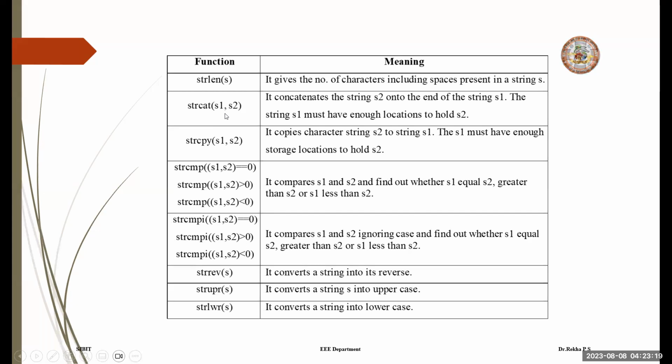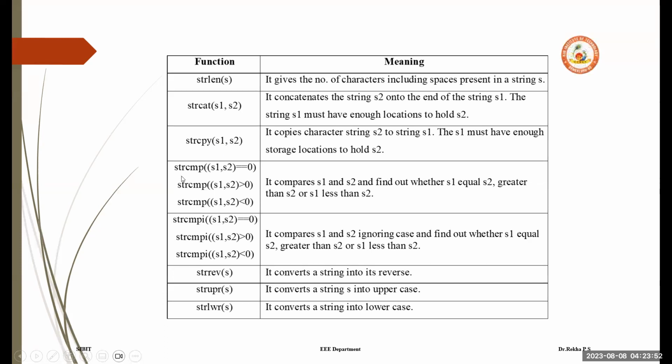strcat takes two parameters. It concatenates the string s2 onto the end of the string s1. The string s1 must have enough locations to hold s2. Next comes strcpy s1, s2. It copies string s2 to string s1. The s1 must have enough storage locations to hold s2.